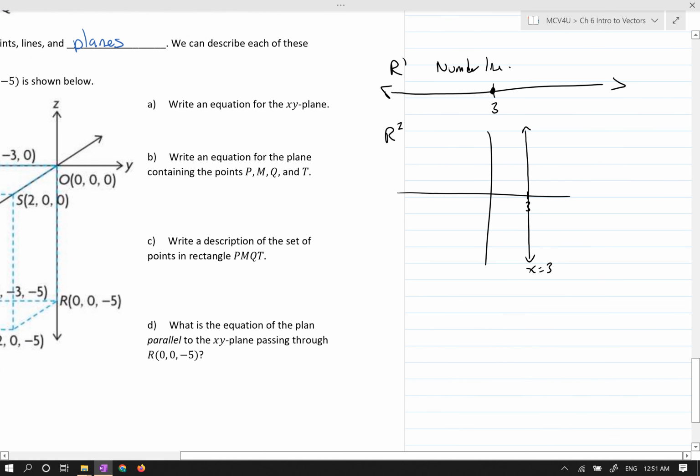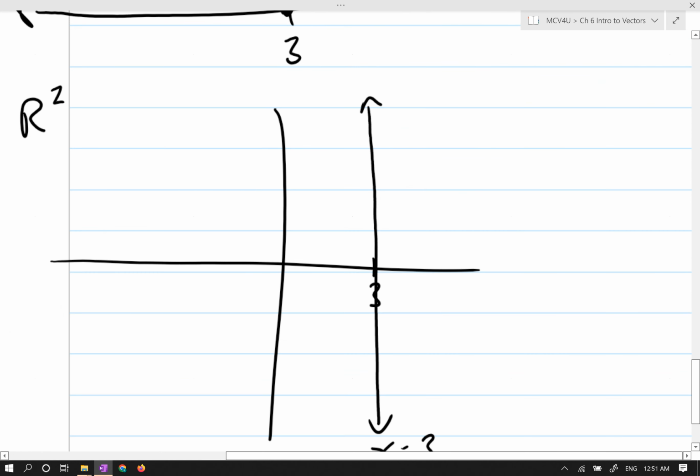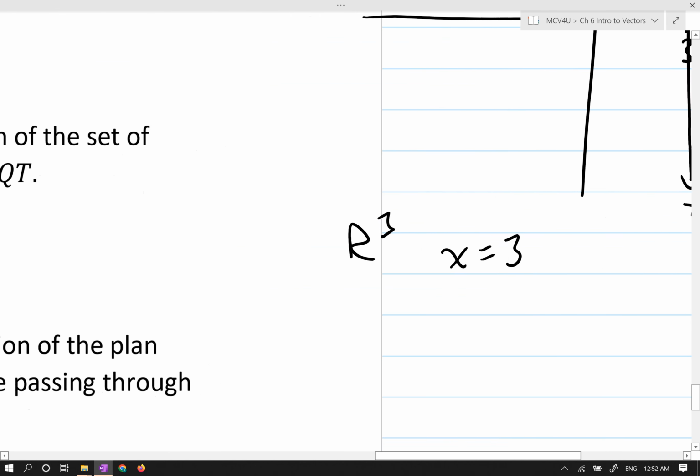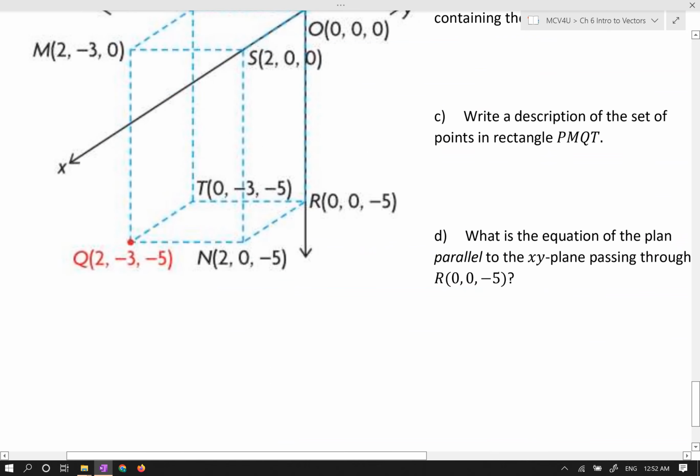In R3, if we're working with x equals 3, then that includes all of the points that exist where x equals 3, just like in R2. This is a collection of all of the little points that exist where x is equal to 3. In R3, I want you to try and visualize what that shape will look like.